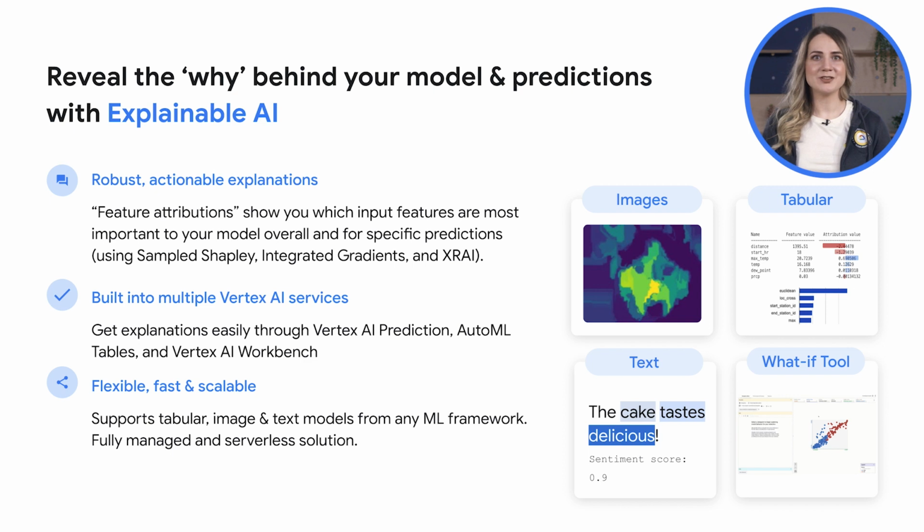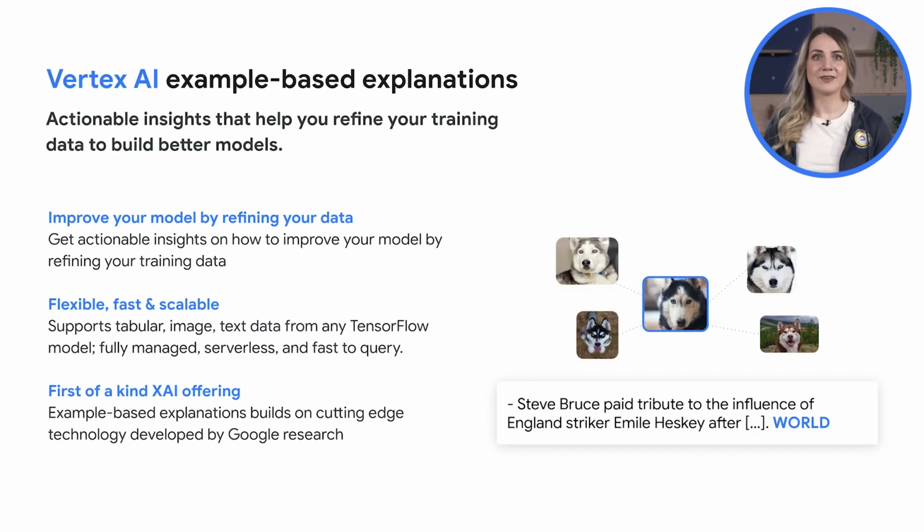As a fully managed service, XAI is flexible, fast, and scalable. You can use XAI on models trained on tabular, image, or text data. It works on models trained using any ML frameworks, not just TensorFlow, and we support both online and batch prediction use cases. Explainable AI provides insights to improve the quality of the models.